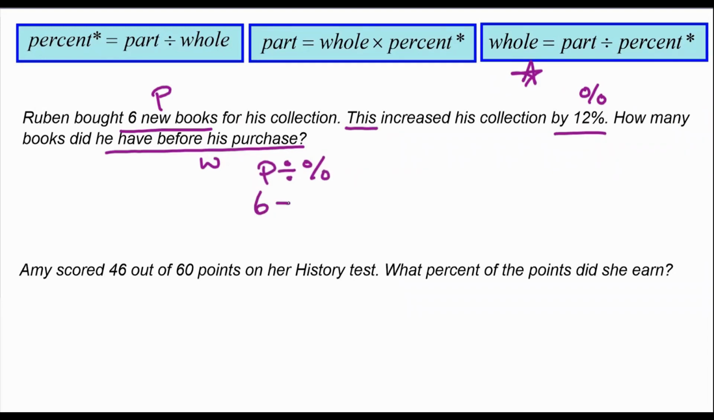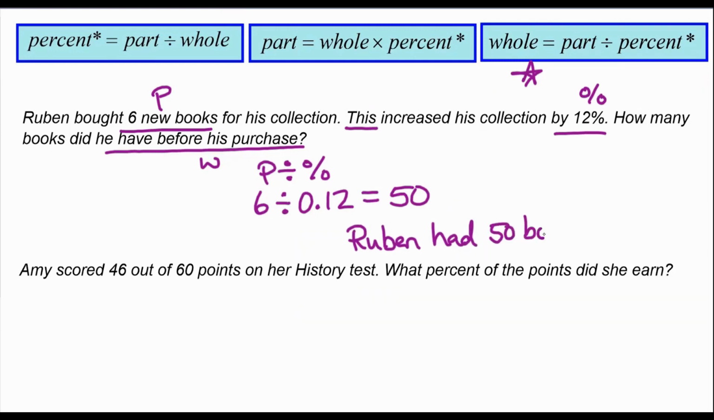So I'm going to take the part divided by the percent to find the whole. And the part was 6. The percent was 12, but again, we have to write that 12% as a decimal, which is 0.12. So I take 6 divided by 0.12, and that gives me 50. So that tells me the whole, or how many books Ruben had before he got his 6 new books. So we would conclude Ruben had 50 books. So there's an example of using a percent equation to solve a real world problem.